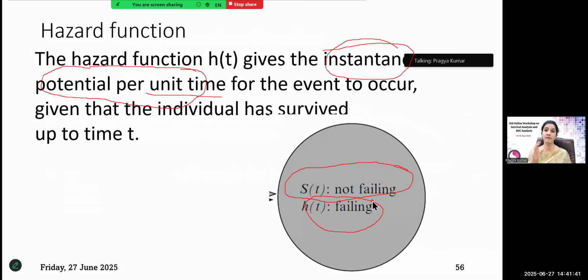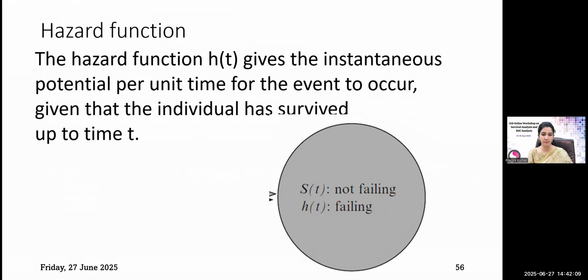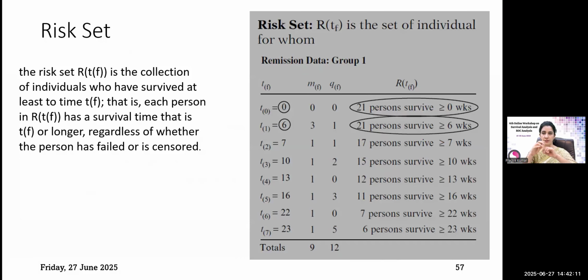And it is not like 1 minus S(t). Remember, you will not say that if survival is this, then hazard will be 1 minus survival. No, they are not related to each other this way. There is a different mathematical function. But again, hazard is always called an instantaneous potential. That means in a very small time, what is the instantaneous potential per unit time for that event to happen. That is known as the hazard function.